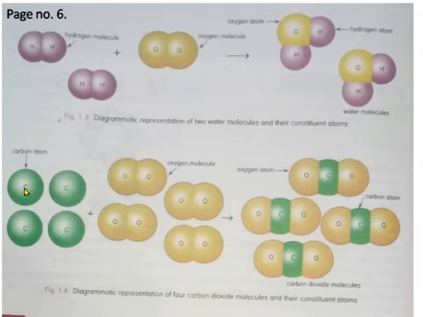One carbon atom combines with one molecule of oxygen to form one molecule of carbon dioxide. Similarly, this carbon atom will combine with one molecule of oxygen and will form another molecule of carbon dioxide. Similarly, another atom of carbon will combine with another molecule of oxygen to form a molecule of carbon dioxide. Now come to page number 7.